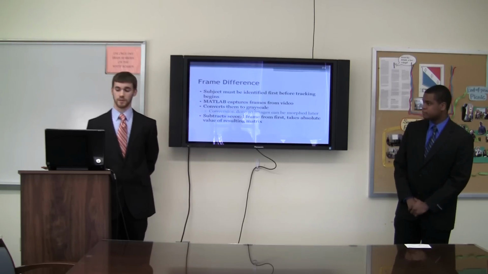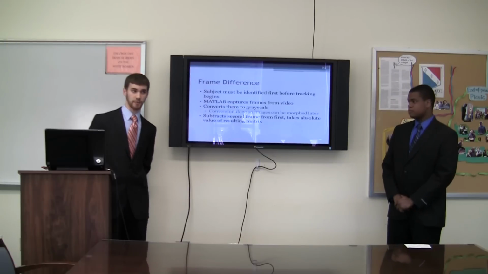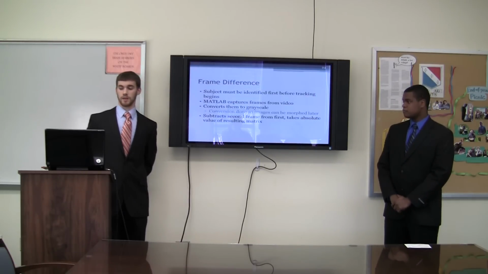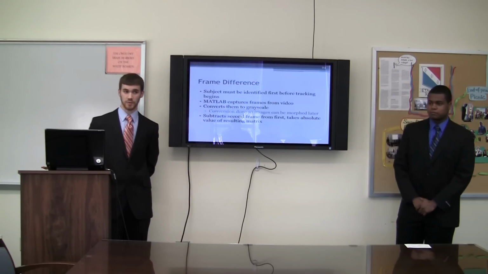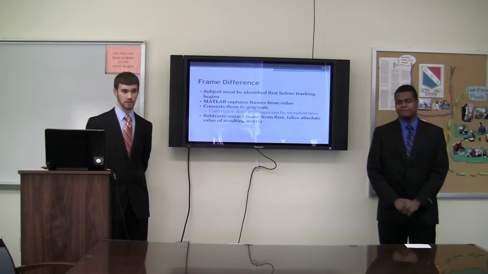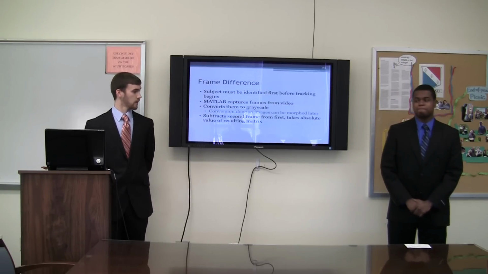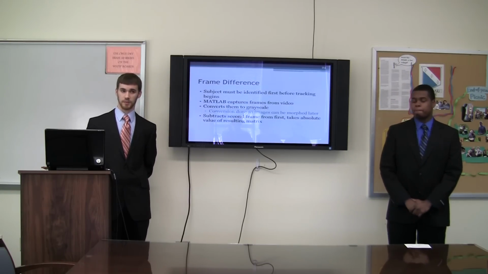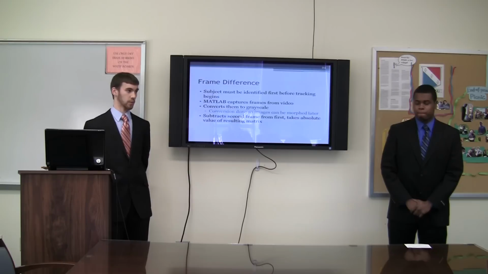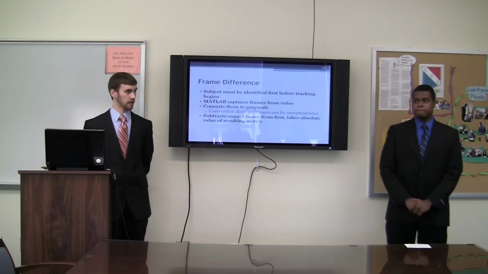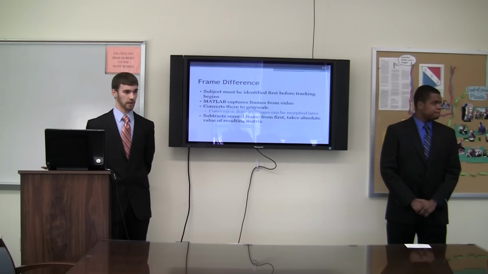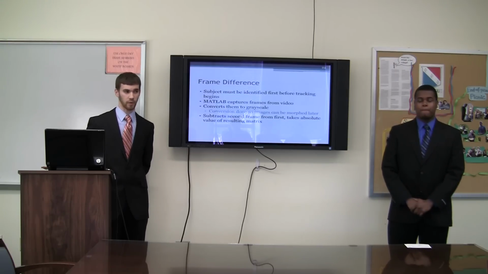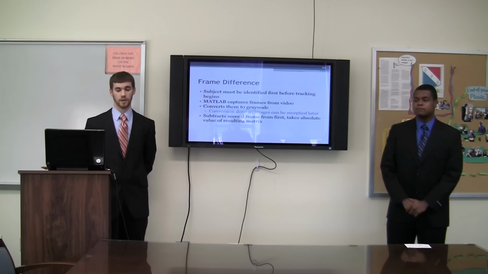Frame difference. The subject must be identified before we can track it. We use MATLAB to capture the frames from the video and then process them using the image processing toolbox. We first take the images and convert them to grayscale so that we can use them later with certain functions in MATLAB. Otherwise, the functions do not work on them. They need to be in a certain format, and grayscale is the format we need.